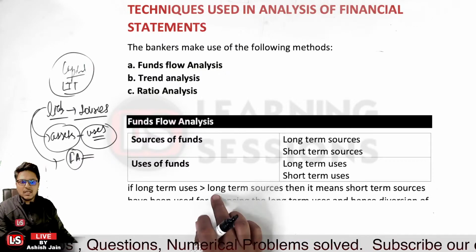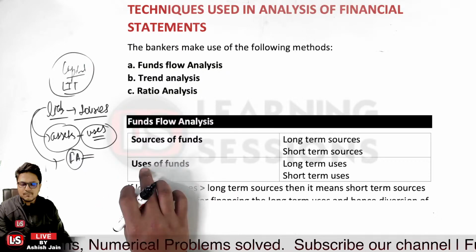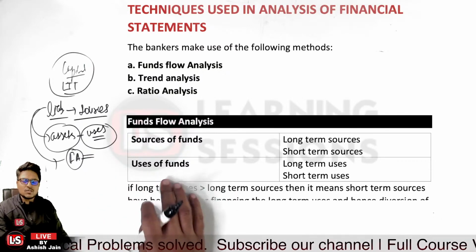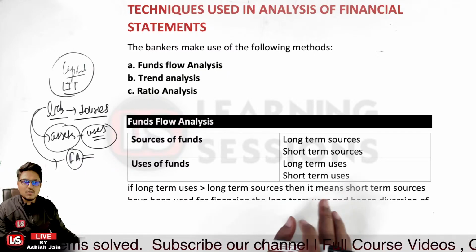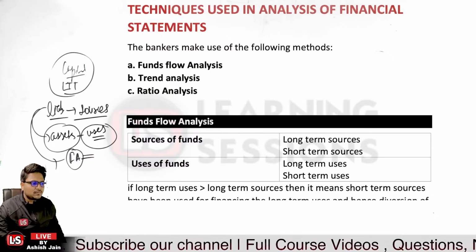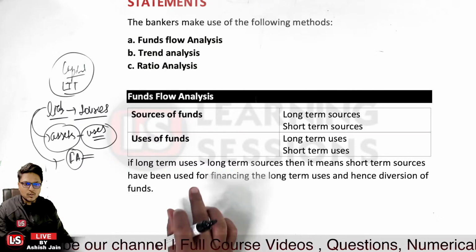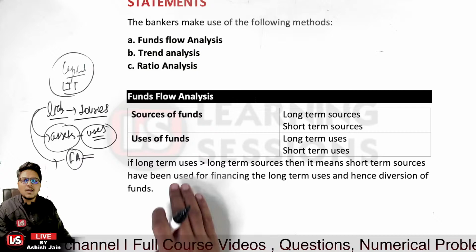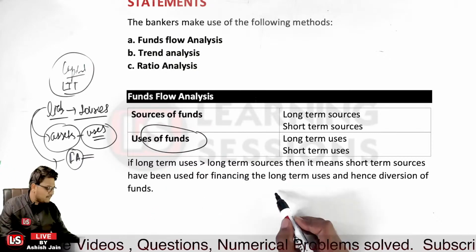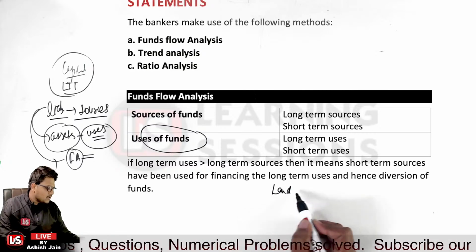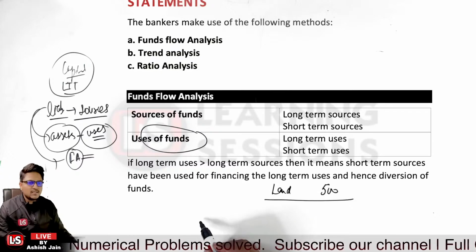Similarly, the fixed assets are related to long-term uses, whereas the current assets are the short-term uses. And further, what it signifies, kindly concentrate and focus on this particular point. It says if long-term uses, let me give an example: if we have land and building worth rupees 500, and these are the total fixed assets.